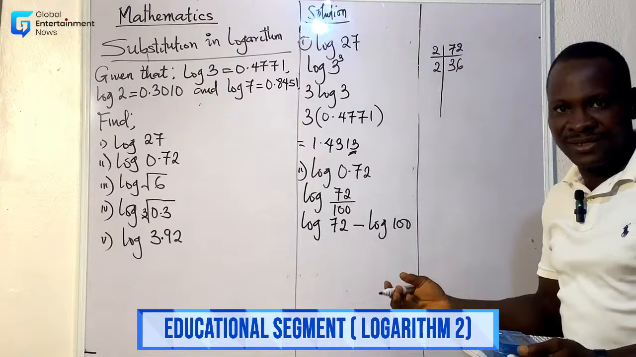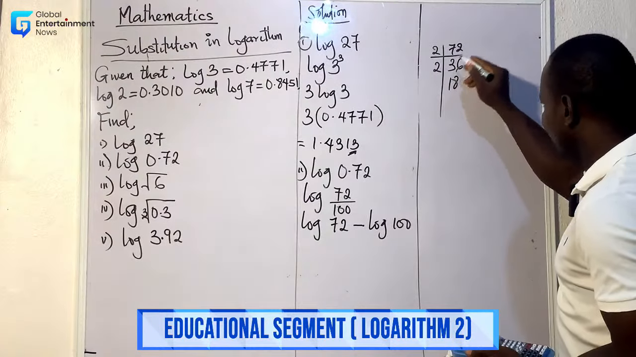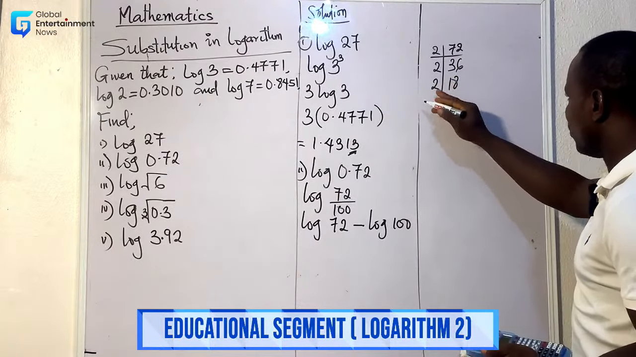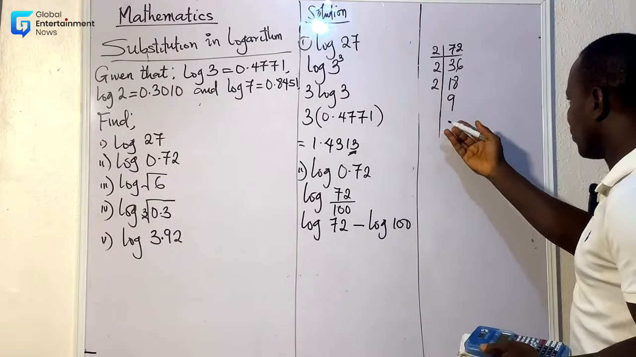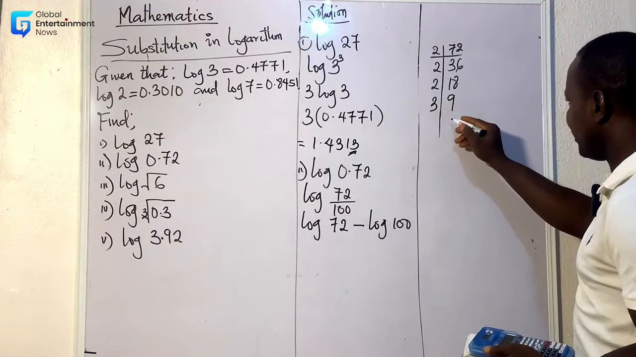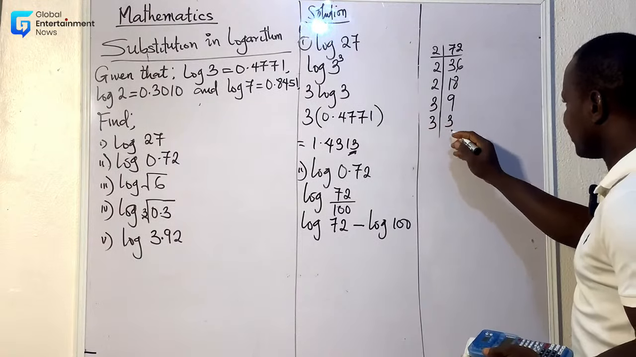2 in 36 is going to give us 18. What can go again? 2 can go. 2 in 18 will give us 9. Again, 2 cannot go, but 3 can go. 3 in 9 is 3. 3 can go. 3 in 3 is 1.